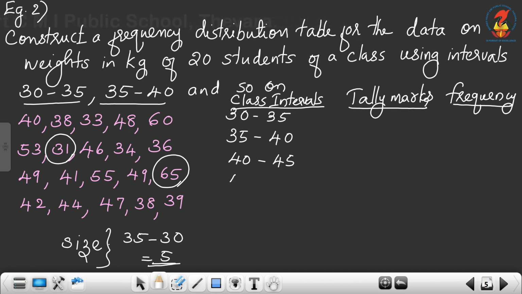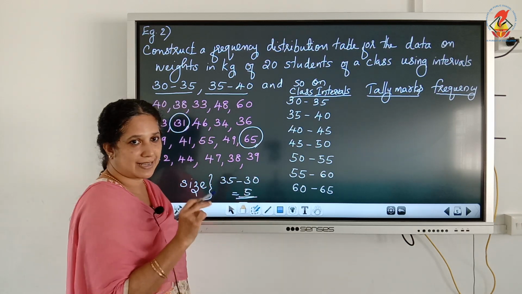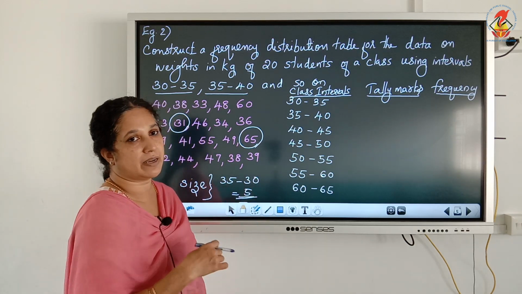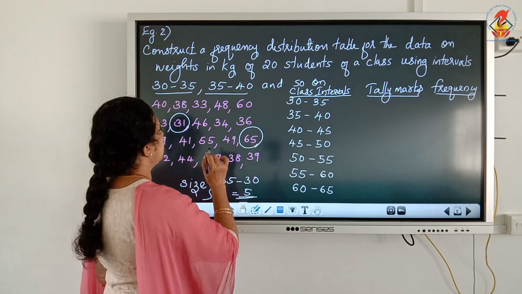So 40 to 45, next 45 to 50, then 50 to 55, 55 to 60 and 60 to 65. If the class size is smaller, the number of class intervals will be large. Then we can put the tally marks.